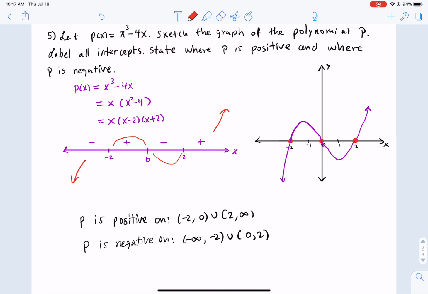Label all of them. So this is (0, 0). This is (2, 0). And this one will be (-2, 0). Like labeling what they are, like that.